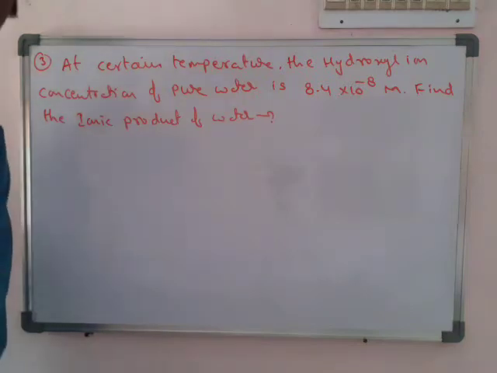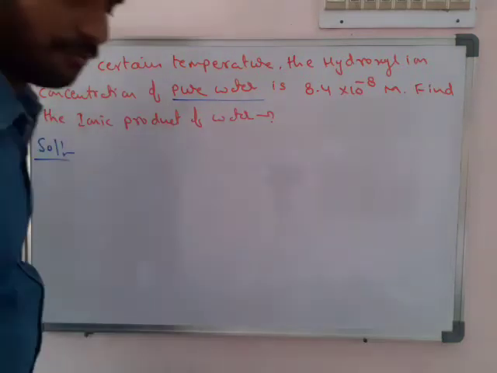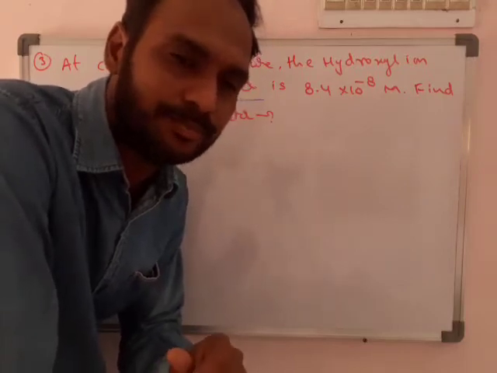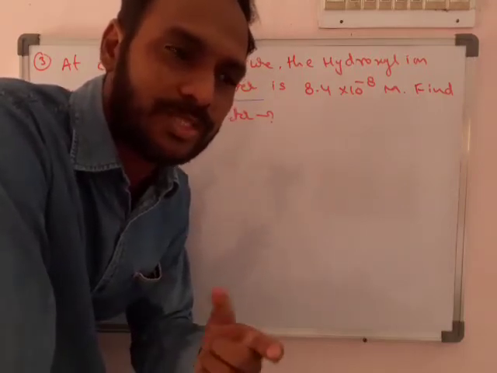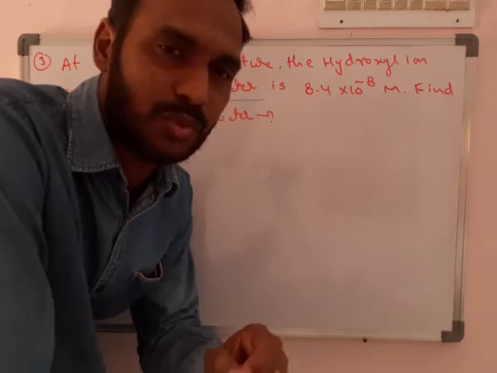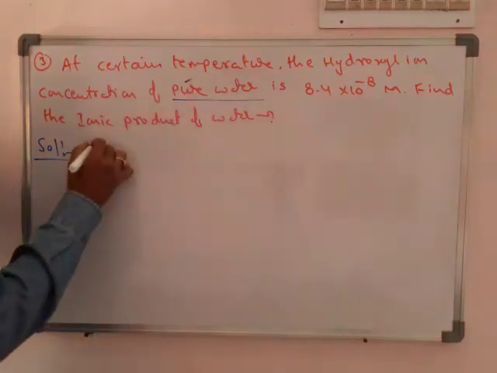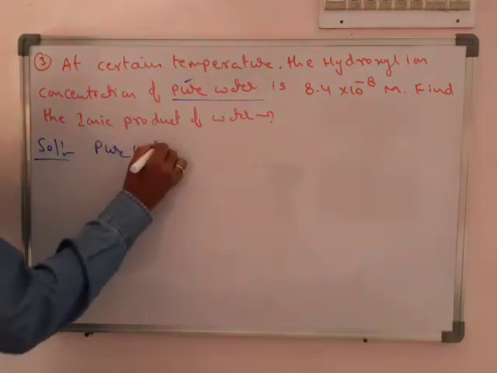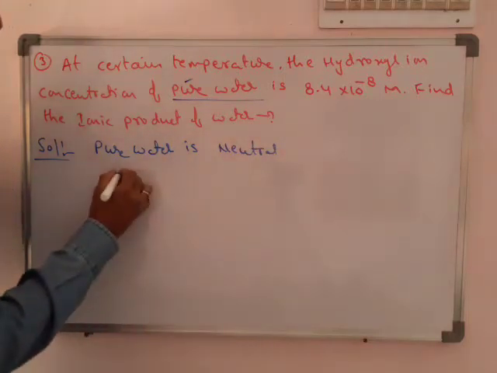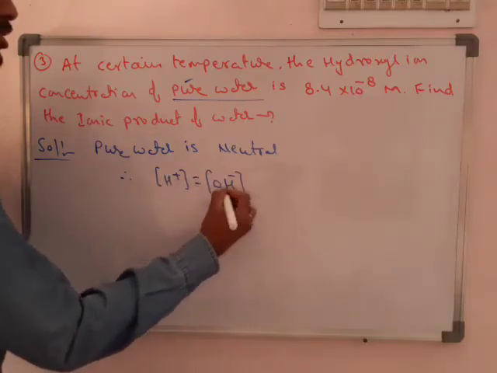So here the key point is pure water. Here it is given pure water, why separately mentioned pure water in the place of water? We know what is the nature of pure water. Pure water in nature is neutral. Neutral means the concentration of H plus is equal to concentration of OH minus. So it is the key point in this problem. So pure water is neutral in nature, therefore we can write H plus equals OH minus.